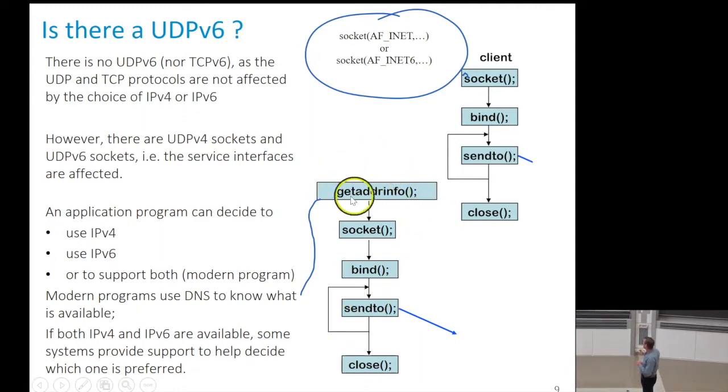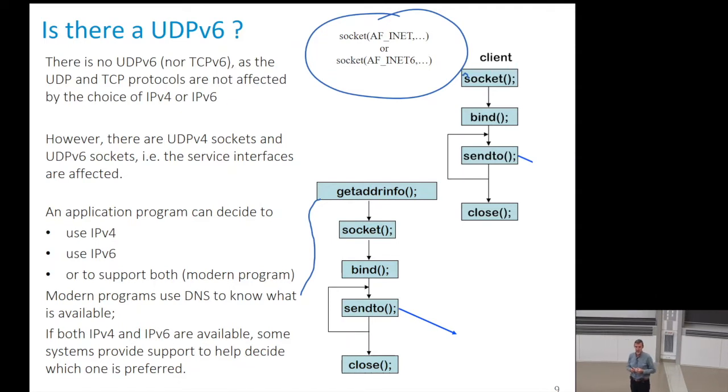There are many ways to do it. One is get host by name, or the more modern version, get address info. That's a system call that allows you to give a name, like www.epfl.ch, if you're using UDP to access it, with QUIC, for example. And it will return to you all the addresses that this system has, the IPv4 and the IPv6 addresses. If it has only an IPv4 address, then you know you have to use IPv4. If it has only IPv6, you have to use IPv6. If it has both, you can use whatever you want.